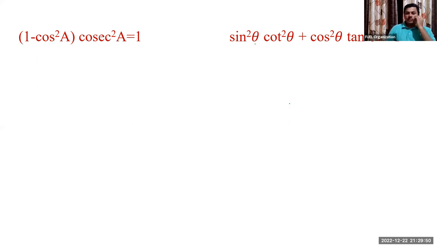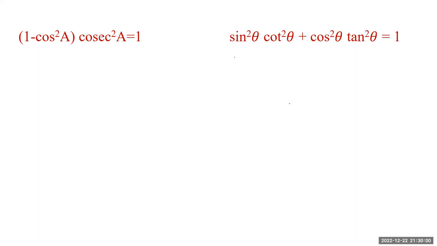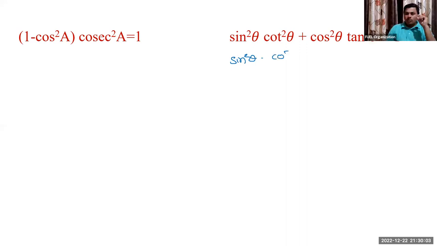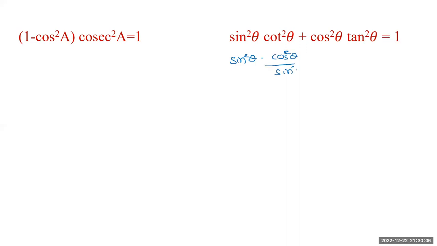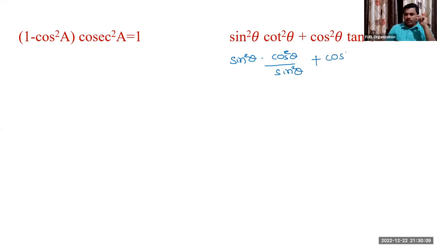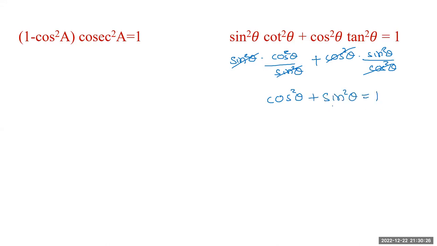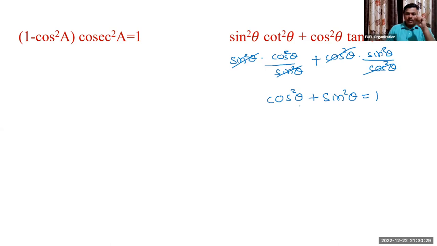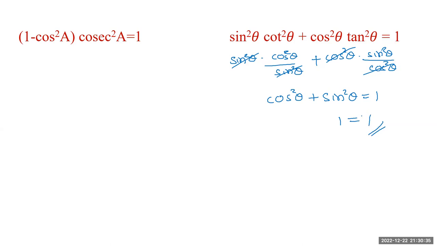Second question, what is given? Sine square theta into cot square theta is given. So this cot, you can split: cos by sine, so cos square theta by sine square theta. So sine square theta into cos square theta by sine square theta, sine square theta gets cancelled. What is left? Cos square theta, which is also equal to the sine square theta into cos square theta by sine square theta. What is left? Cos square theta plus sine square theta is equal to 1. This is an identity only. So LHS is equal to RHS. Done. Next question.